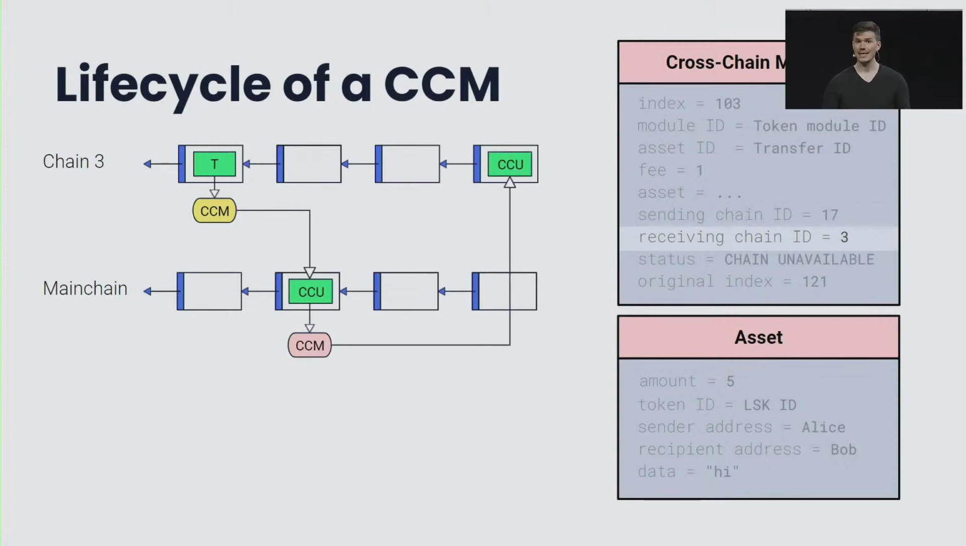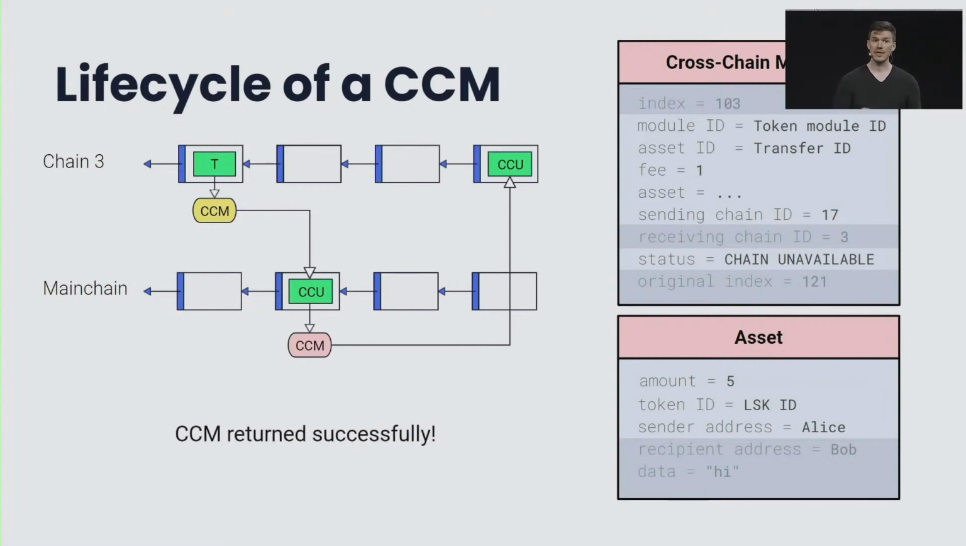This new message is handled exactly in the same way as a regular message. It's included back into chain 3 via a cross-chain update. Chain 3 will open the message, see that it is a token transfer, and see that it has an error code. And so it knows that the message was unsuccessful, and the 5 Lisks are given back to Alice and not to Bob. And so the message was successfully returned to the sending chain, and everything is well. We have quite a few different error cases that are also handled automatically by the interoperability module.